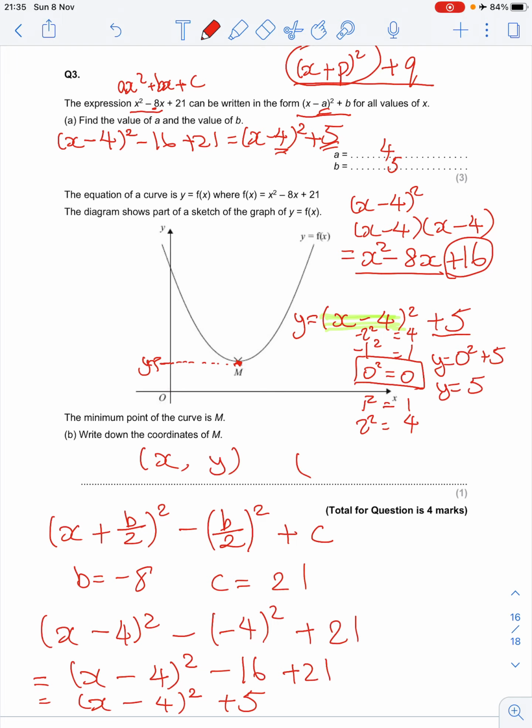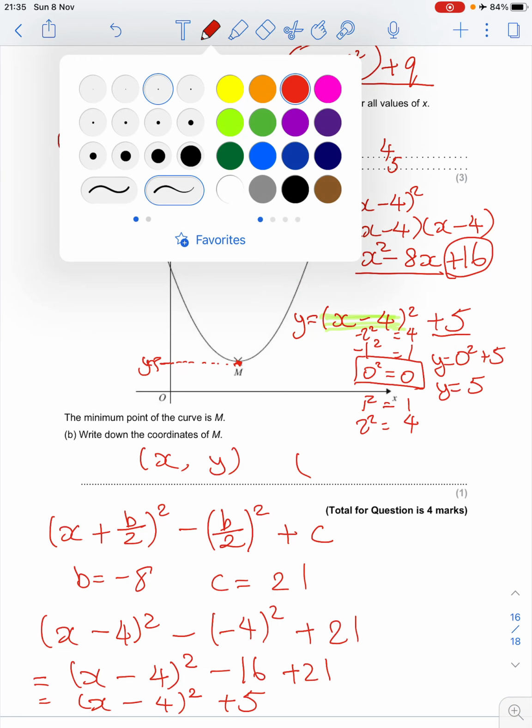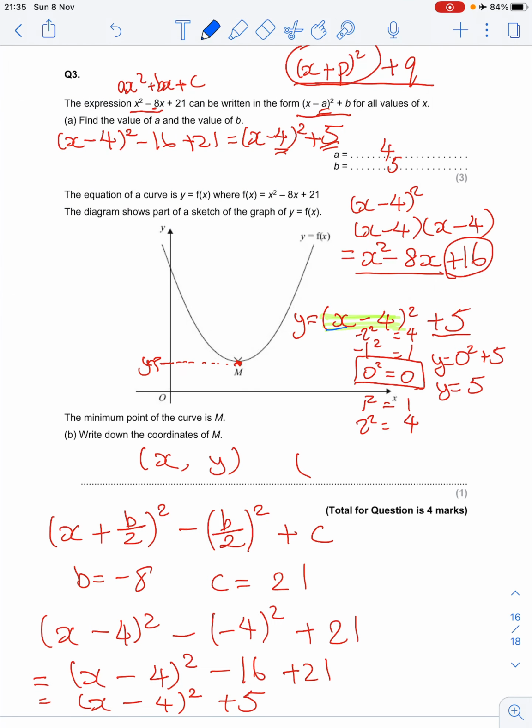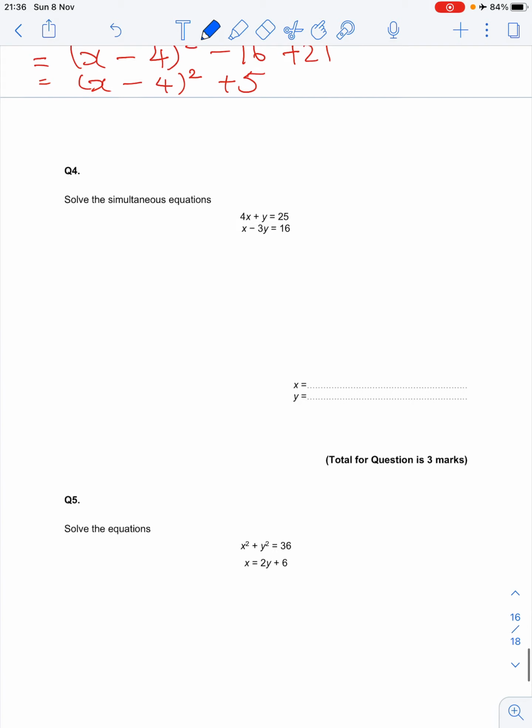Now we want to make our brackets equal to 0. So how do we make that equal to 0? We have x minus 4 equals 0, so x must equal 4. So our coordinate is x is 4 and y is 5. So that is our minimum value.